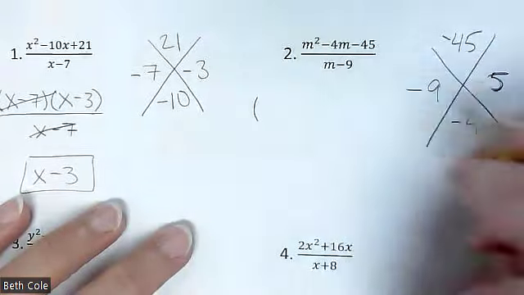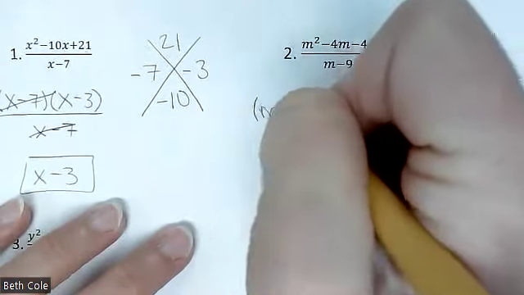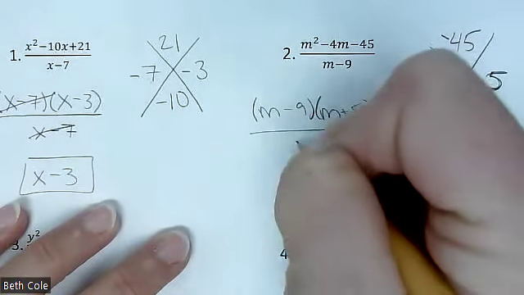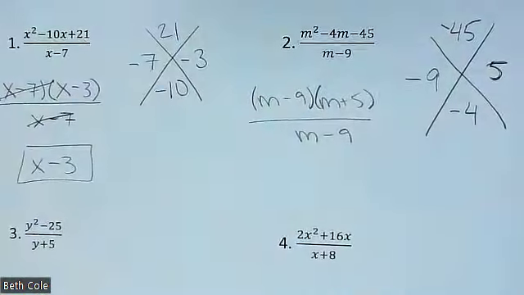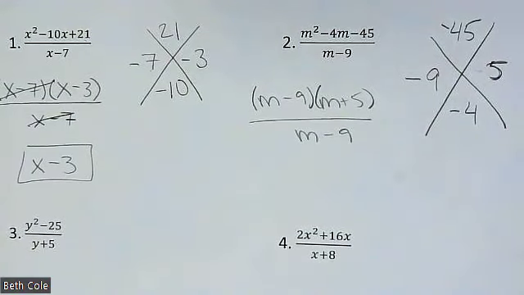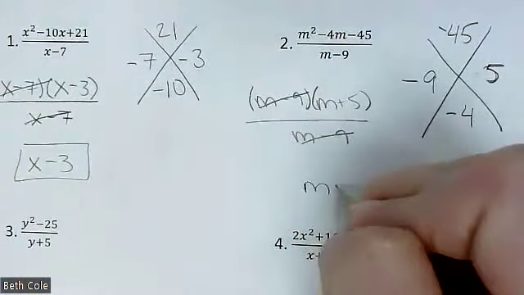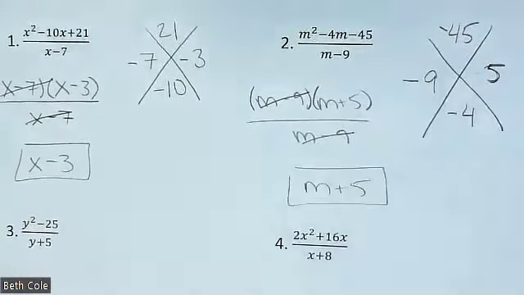So in your parentheses, you're going to have m minus 9 and m plus 5 over m minus 9. And then what cancels out? Not a trick question. Just m minus 9. And so your answer is m plus 5. Do you see how the problem helps you? If you can jump straight to the answer at that point, that's okay.